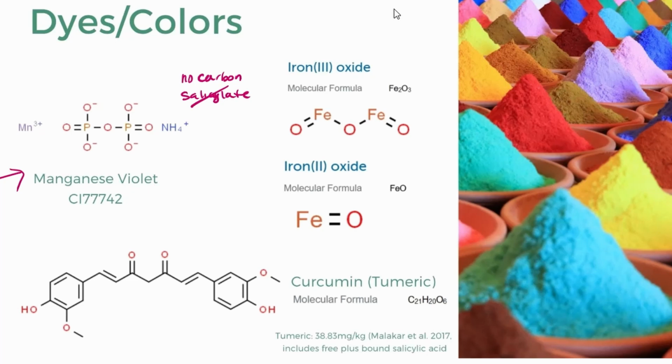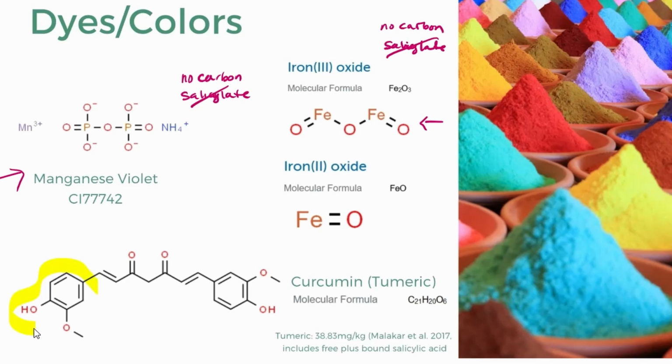These are basically just iron with oxygens. The little Fe symbolizes iron, and you've got your oxygens there. You've got double bonds, single bonds, and these again are nothing close to a salicylate. Now this one here, I thought I'd throw it in because it came up with colorants and dyes, and people use curcumin for dyeing things yellow.